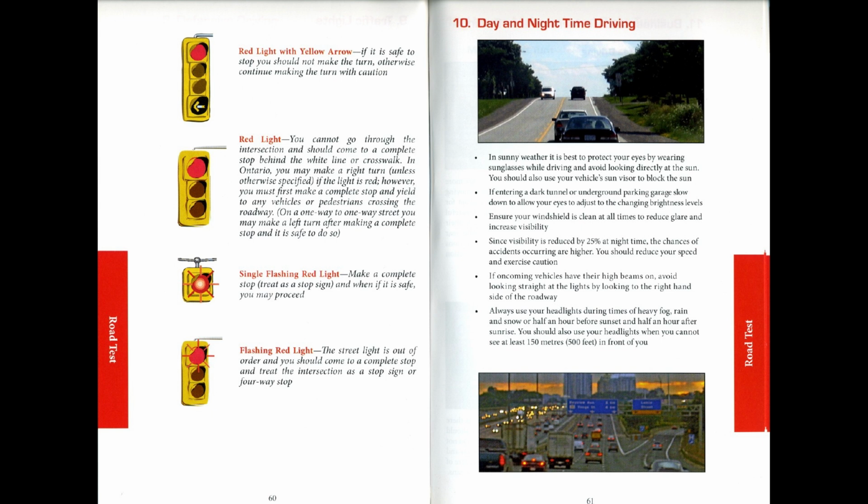Since visibility is reduced by 25% at night time, the chances of accidents occurring are higher. You should reduce your speed and exercise caution. If oncoming vehicles have their high beams on, avoid looking straight at the lights by looking to the right-hand side of the roadway. Always use your headlights during times of heavy fog, rain, and snow, or half an hour before sunset and half an hour after sunrise. You should also use your headlights when you cannot see at least 150 meters in front of you.